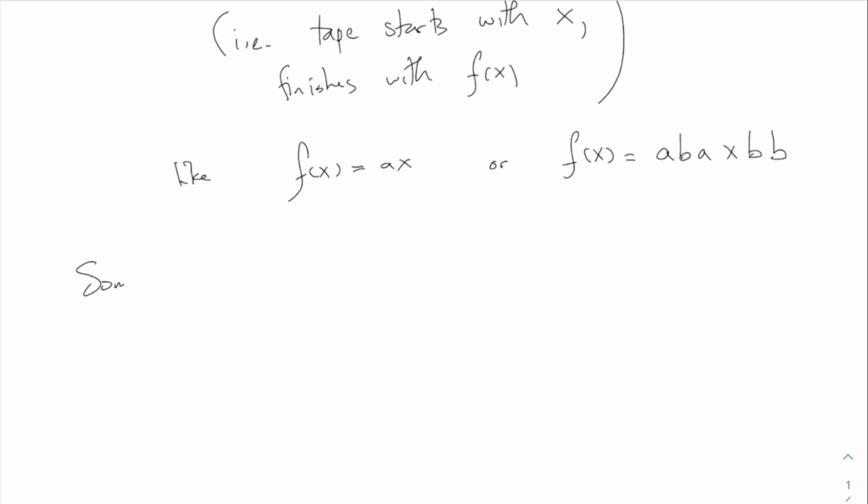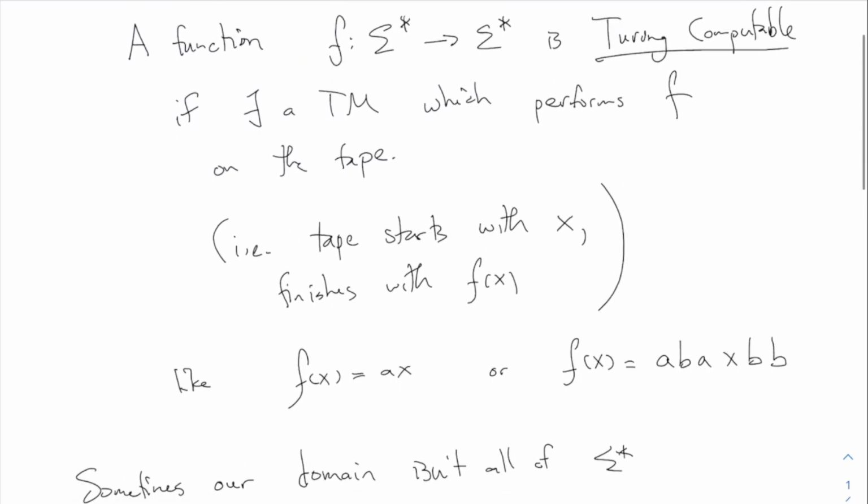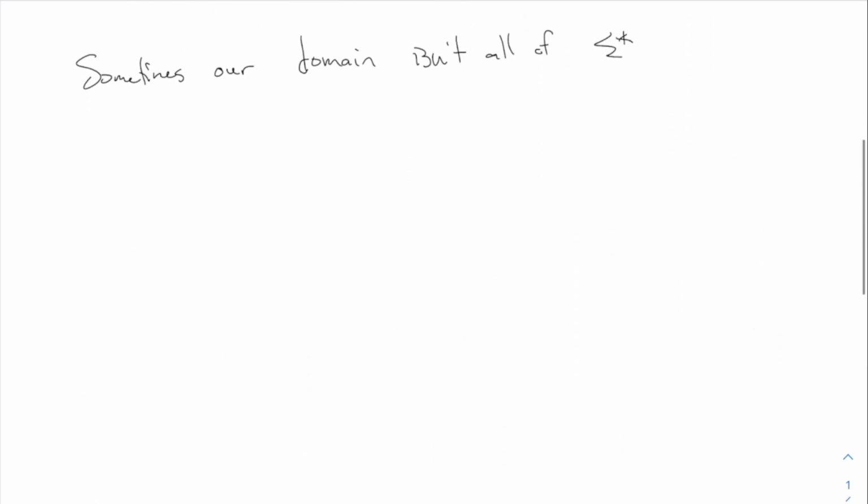Can I just say sometimes our domain of the function isn't all of sigma star. The domain of f, as I wrote it up here, f is a function that goes sigma star to sigma star. That means you can plug any string into it and you get any string as the output. Although in many examples, you don't want to allow your function to have any possible string as its input. There are many examples where you just want a certain type of strings as the input. Sometimes our domain isn't all of sigma star.